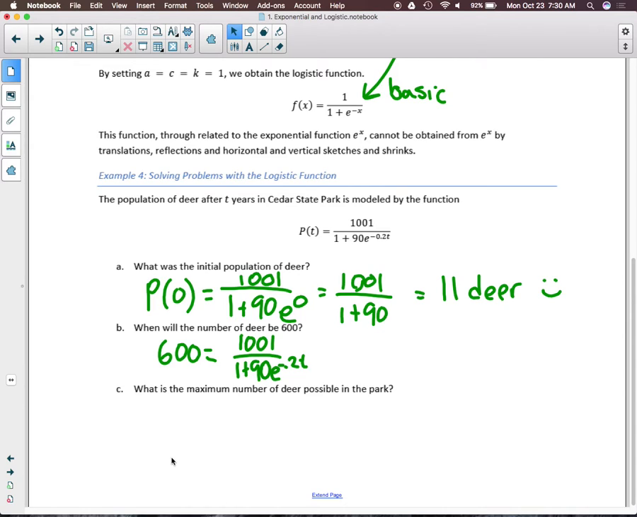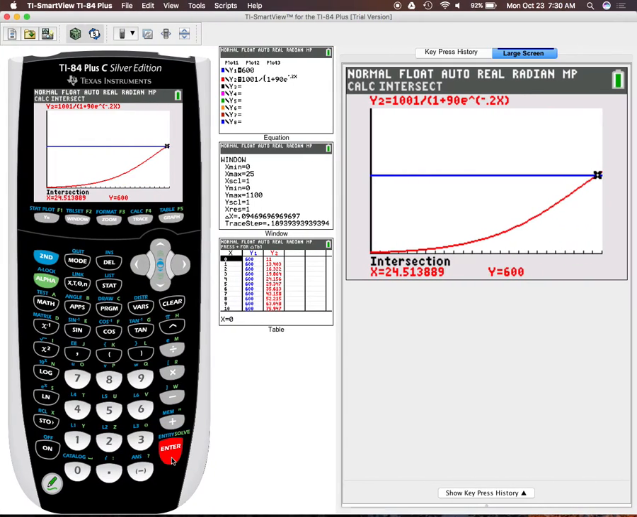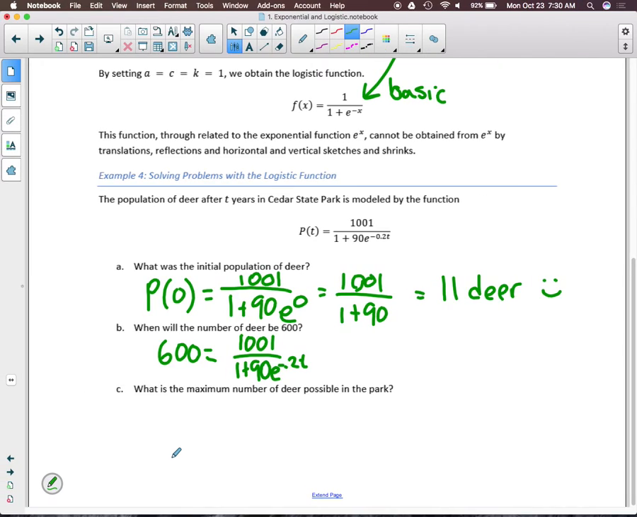So when will the deer be this population? They didn't give us any sort of initial time, so we can just say in however long that was, I already forgot, 24.5 years. So approximately 24.5 years.